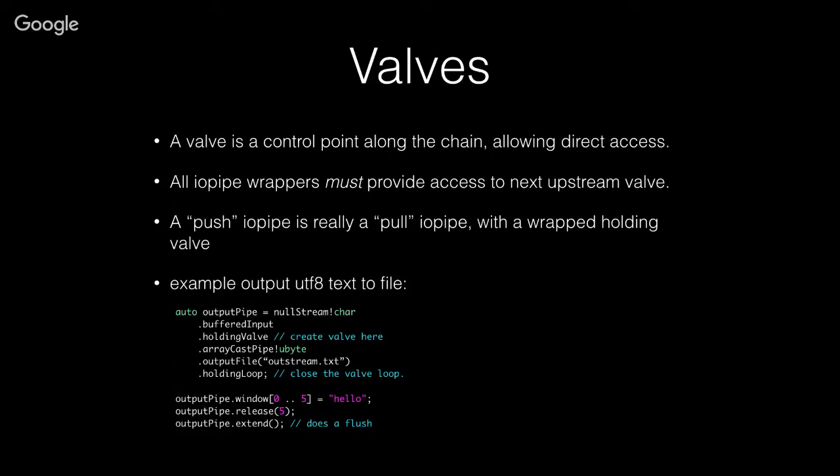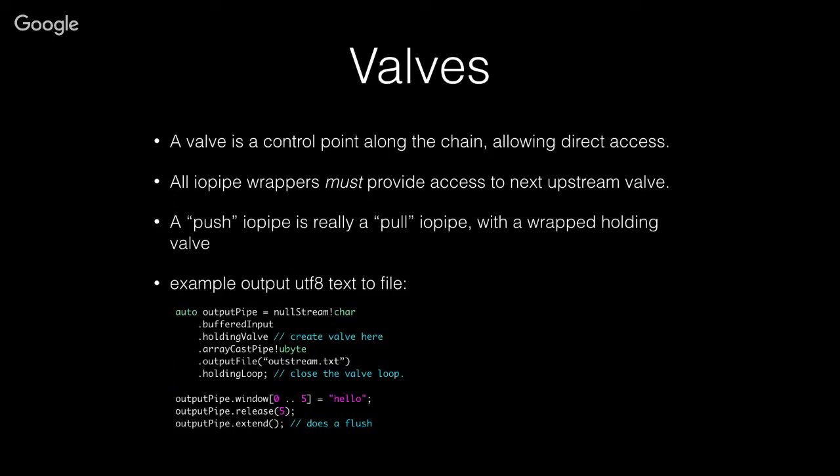The holding valve provides that lock there, and then we cast it to an iopipe because the output file requires that. That's something I want to fix so that it doesn't require that extra piece there. And then you call the holding loop. The holding loop basically only provides access to the upstream valve, like that's what you were pointing at. So even though you only have access to the end of the pipe, you're actually writing to the beginning.